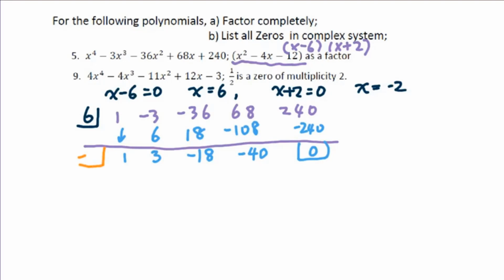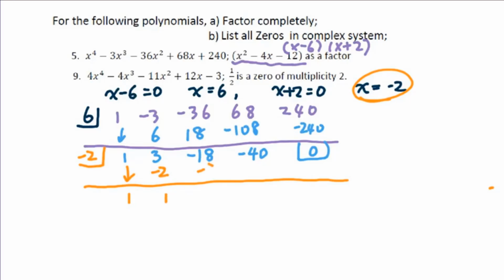Then we go to negative 2. You will get 1, negative 2, 1, negative 2, negative 20, 40. We got 0. Then check the leading term. We have x to the 4th. Now we go to x squared plus x minus 20. That will be the factor.